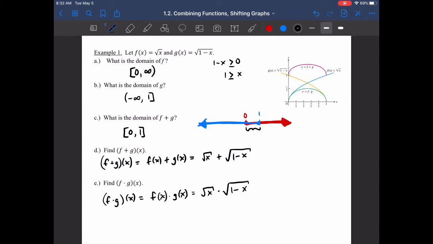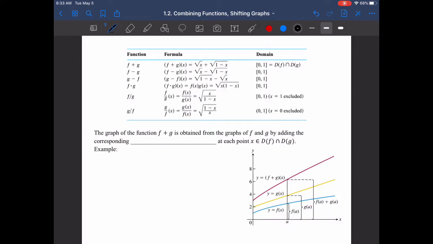And since they're both under square roots, we can go ahead and combine them together, and this would be the square root of x times 1 minus x, like that. And that will be our answer right there. Oh, this was our answer up here. Probably put little boxes around those, okay? So there you go.